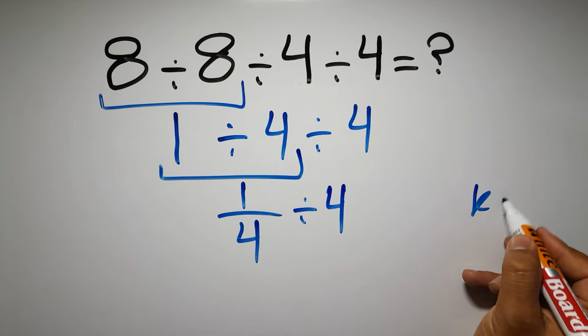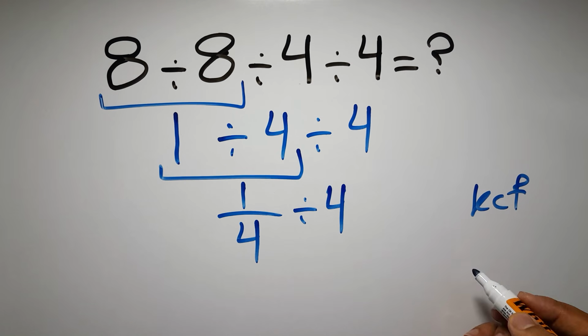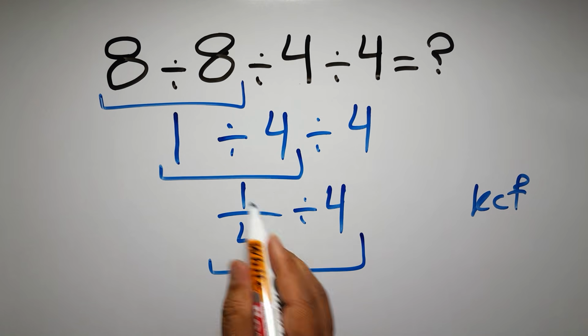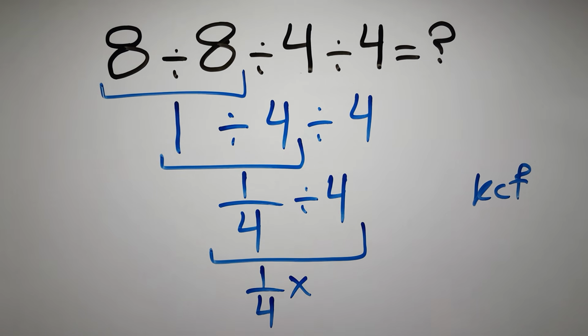According to the KCF rule, K stands for keep, C stands for change, and F stands for flip. We can write keep the first fraction, change division to multiplication, and flip the second fraction.